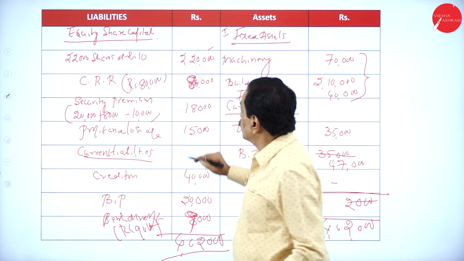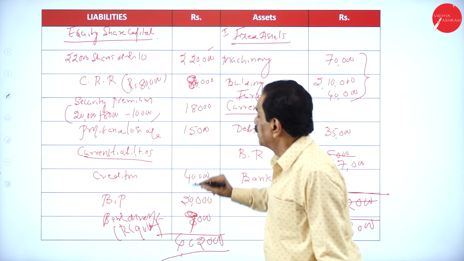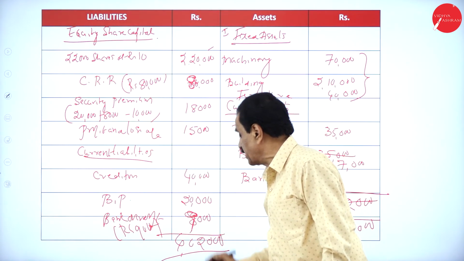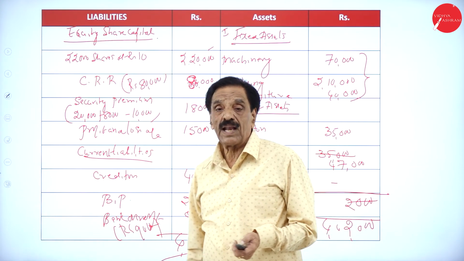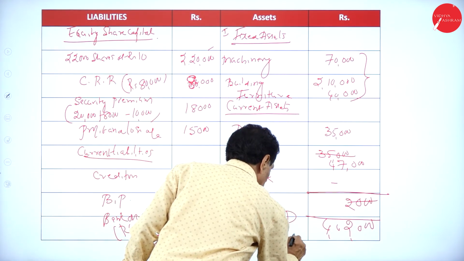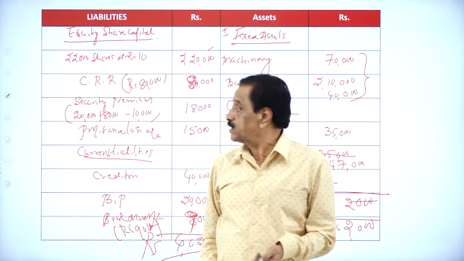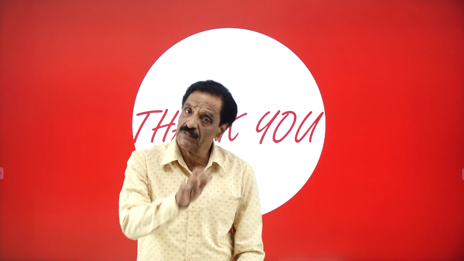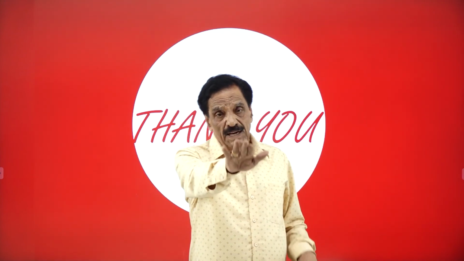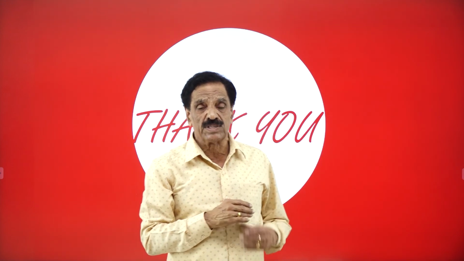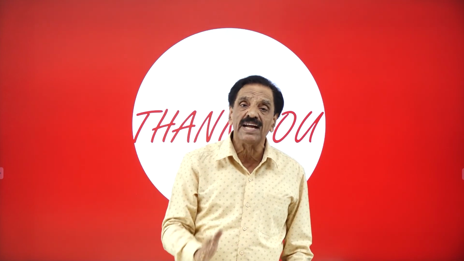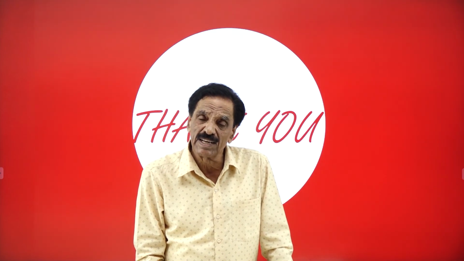So 2,20,000, CRR is 80,000, security premium 18,000, profit and loss 15,000, creditor 40,000, bank overdraft is 9,000. So it will tally for 4,02,000. So here we pass the journal entry and prepare the balance sheet. How to create the bank overdraft, do you understand? The available balance is only 1,01,000, but you have to pay 1,10,000. How much excess is there? 9,000. For that, we create a bank overdraft to the extent of 9,000.